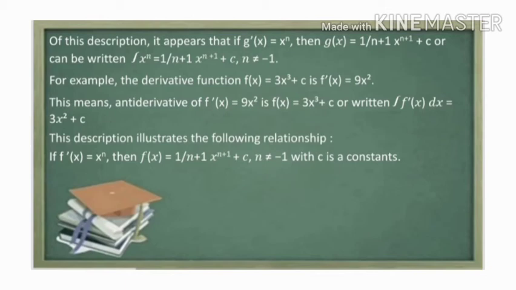This description illustrates the following relationship. If f'(x) equals x^n, then f(x) equals 1 over n plus 1 times x^(n+1) plus c, n not equal to minus 1, with c a constant.